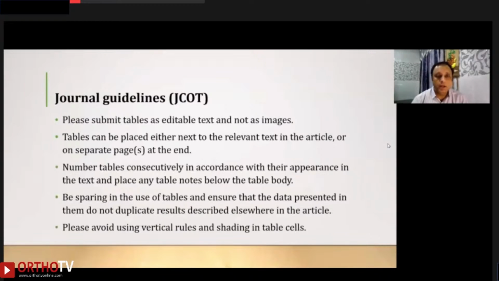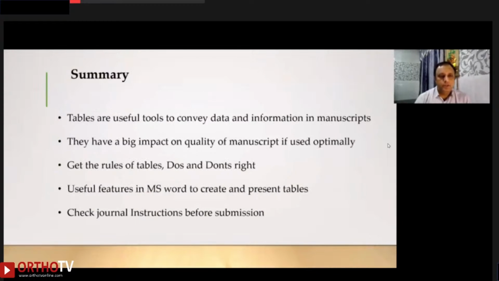For JCOT, the instructions are that they should be submitted as editable text and not as images. So that's important. Tables can be placed either next to the relevant text or on separate pages. So there is an option here; you can do it any way you want. Number tables consecutively in order with their appearance in the text, and place any table notes below the body. Be sparing in the use of tables. Ensure that data presented in them do not duplicate elsewhere in the article. We have seen this instruction repeat, so that's very important: do not repeat information. Please avoid using vertical rules and shading in table cells.